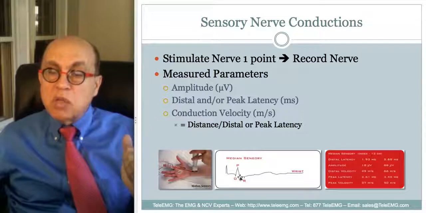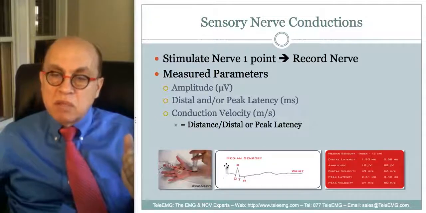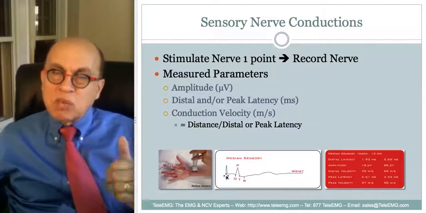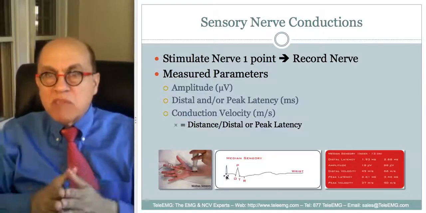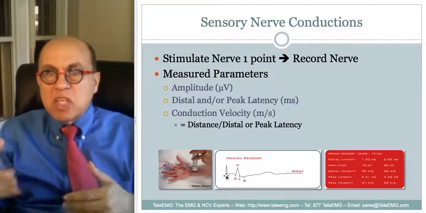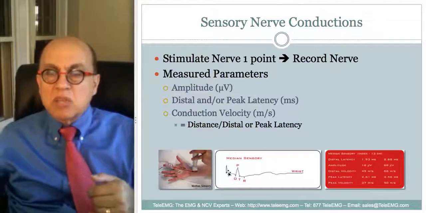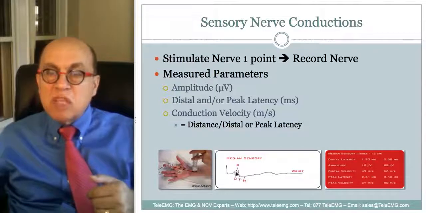Now, here's what I want to show you in this particular setting. You see this sharp takeoff here, waveform? We call that the shock artifact. What does that mean? That means the machine is sensing that you delivered an electrical shock, and it's going to show you what the electrical shock looks like. All right?